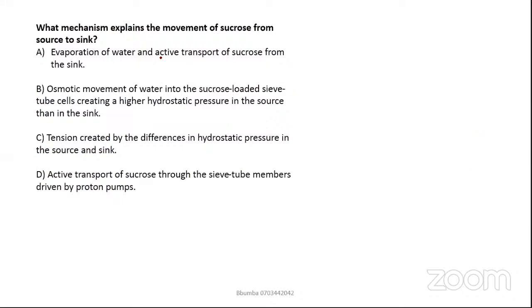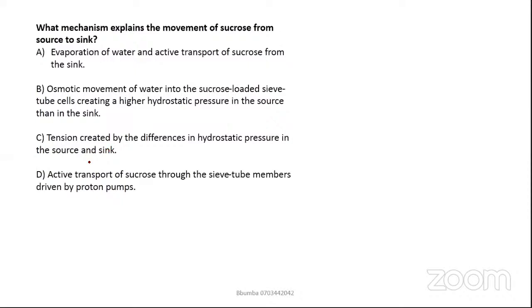But you didn't tell us about active transport of sucrose from the sink. You didn't tell us that. Okay, but thank you for that. According to the answer key, C is correct: that is tension created by differences in hydrostatic pressure in the source and sink. And I think here you must know the meaning of the word tension. So when you're looking at tension created by the differences in hydrostatic pressure in the source and sink.